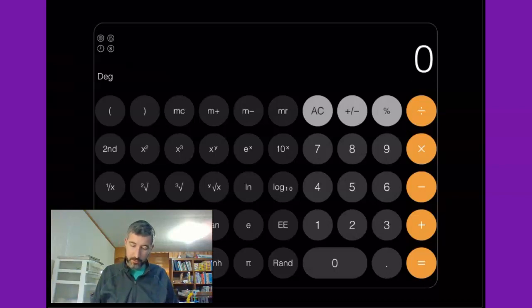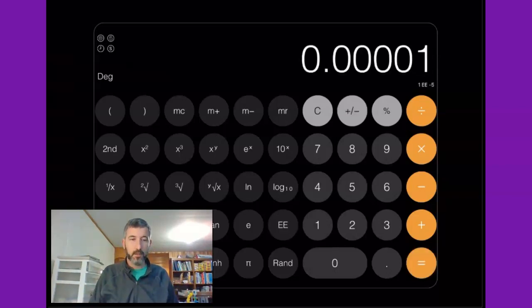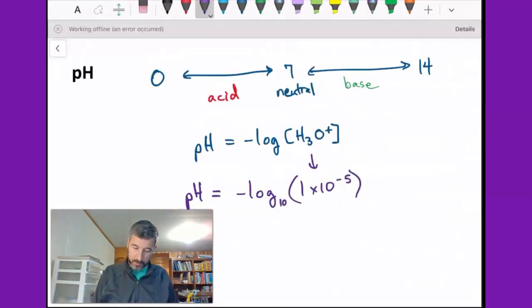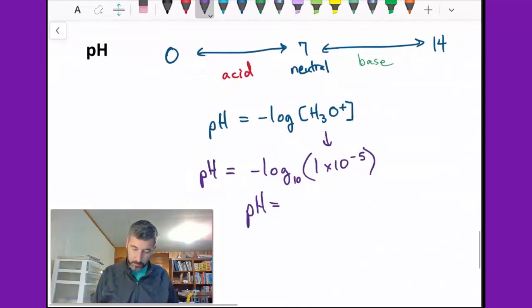So again, it's the log base 10 of your hydronium concentration. So on this calculator, I'm going to put in the hydronium concentration first. For our problem, it was 1 EE5 negative, and then I'm going to hit equal, okay? And that's just my hydronium concentration in regular notation. And then I'm just going to hit log base 10, and then I'm going to take off the negative sign. That's all I have to do to find the pH of a solution. Okay, so that means my pH for this problem equals 5. And so that's going to fall somewhere here in the acidic part of the scale.